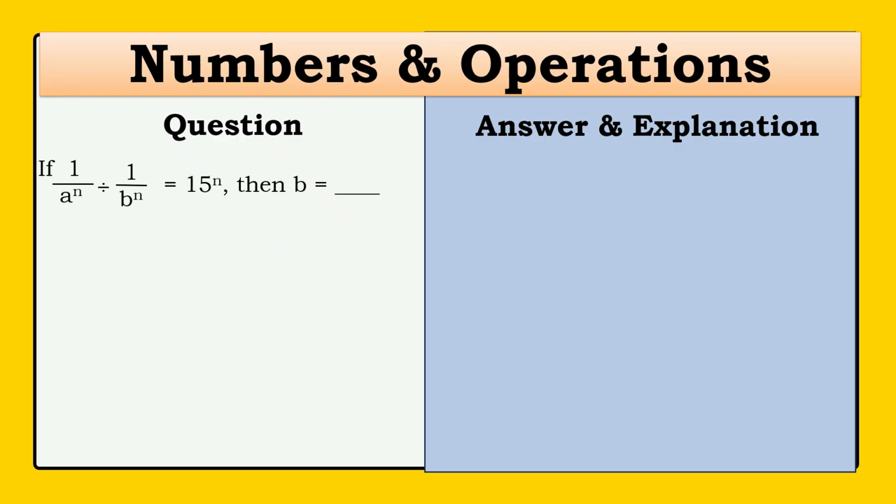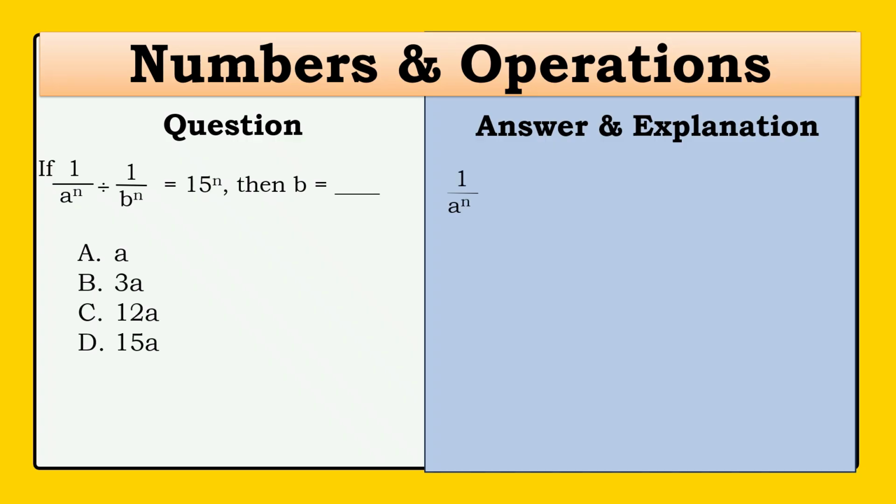If 1 over a to the n divided by 1 over b to the n is equal to 15 to the n, then b is equal to blank. A, B is 3a, C 12a, or D 15a. What do you think the answer?